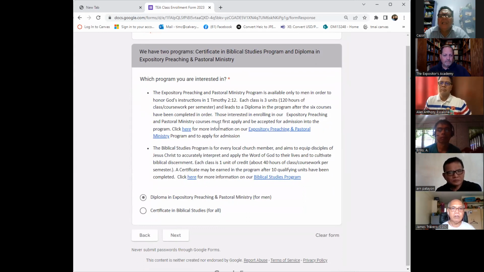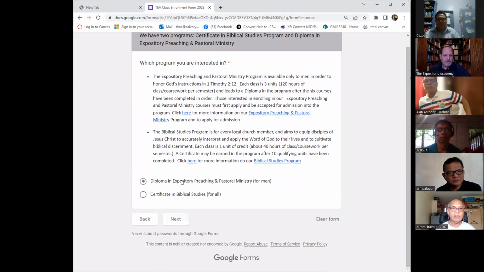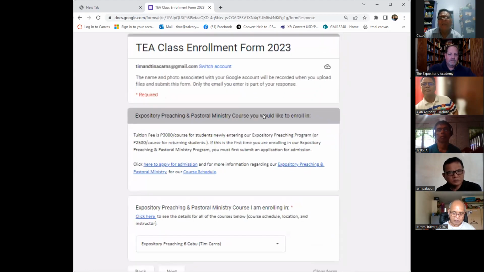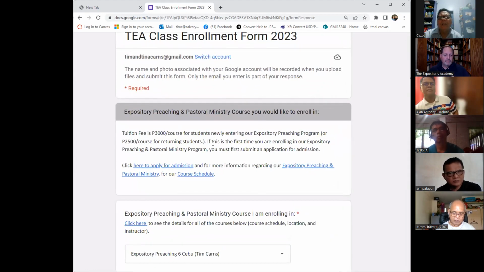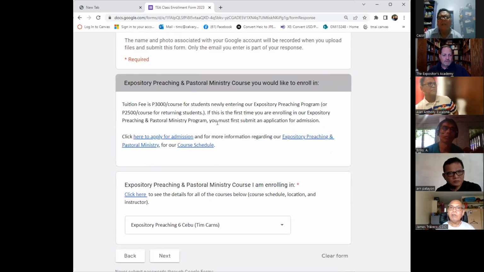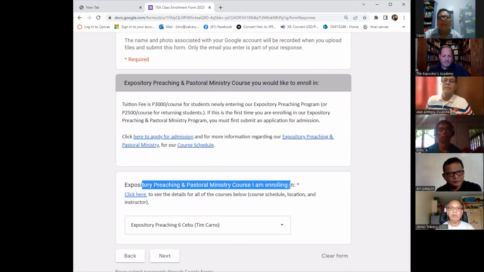Then don't worry about this other stuff. You've already been accepted for admission. You're a current student. So all you need to do is indicate you're doing the Diploma in Expository Preaching. And then the next page, you don't have to worry about this because you're already enrolled, but under this one, expository, this is important that you get this correct.